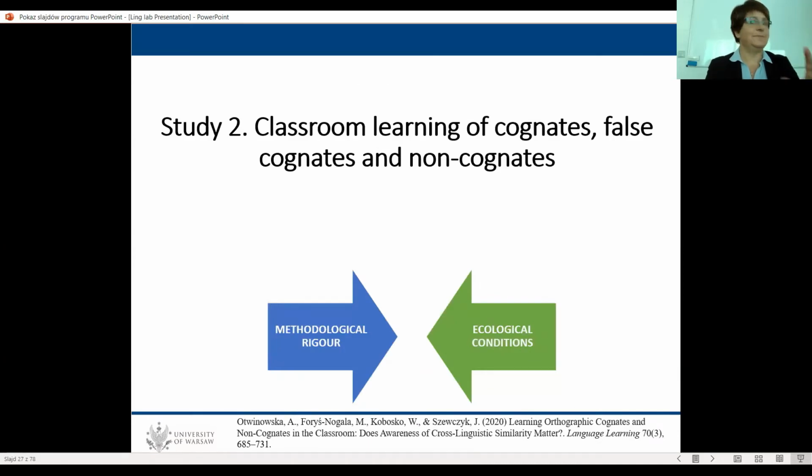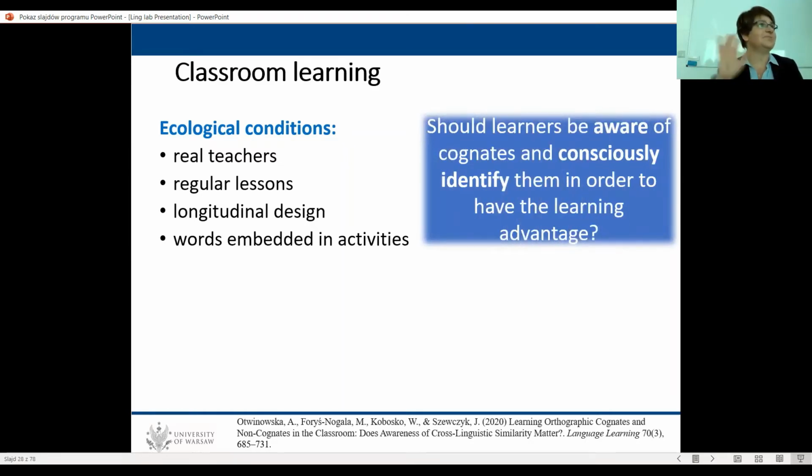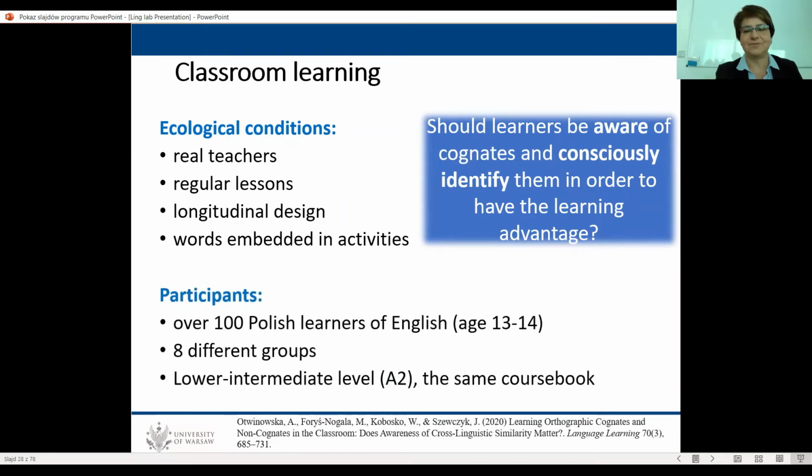So this is the classroom study. This is what we did in the study. That was a digression about Levenshtein distance, and now this is the study. We went as ecological as possible. We approached real teachers, regular lessons. Actually, that was a school opposite our institute. We had a longitudinal design, words were embedded in real ELT activities. So it was the essence of classroom teaching. That was our overarching question: whether learners need to consciously identify words in order to benefit from them.